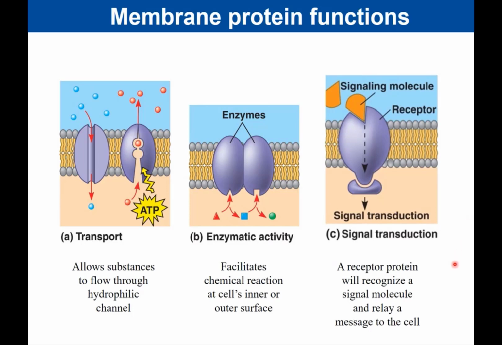Another really important function of proteins in the membrane is that some of these proteins act as what are called signal transduction pathways. And basically what that means is that these receptors have what's called a ligand. And a ligand is a signaling molecule. And the ligand and the receptors are very, very specific. And when a ligand comes in and binds to the receptor, that initiates some sort of signal transduction pathway inside the cell that tells the cell what to do.